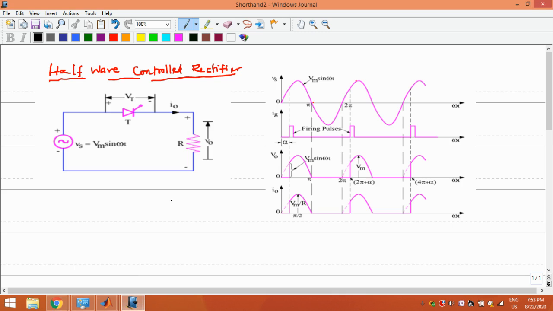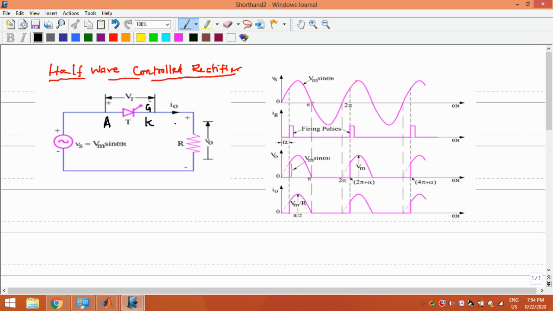So a half-wave rectifier essentially consists of a thyristor, one thyristor whose anode and cathode can be denoted as shown here, and this terminal is the gate terminal, which is the controlling terminal. Your input voltage is Vs, nothing but Vm sine omega t, and you have a resistive load. We can see for RL load also. First, let us see for R load.